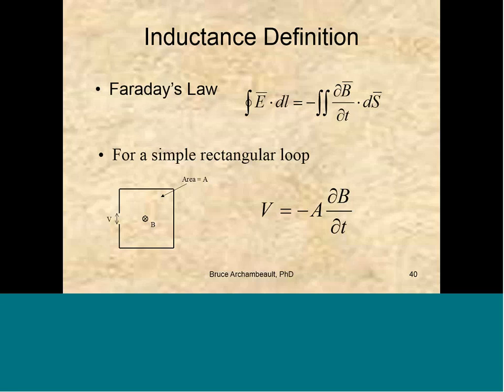I can simplify the equation to the lower one here. And basically what I'm seeing is that the voltage on the left-hand side of this loop area, I don't know what happened.